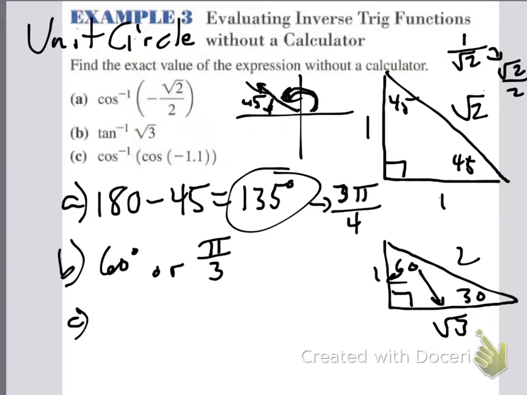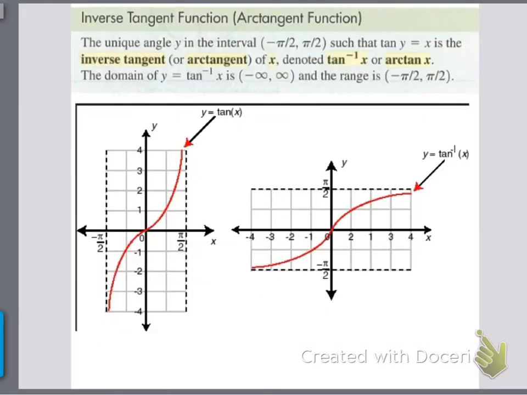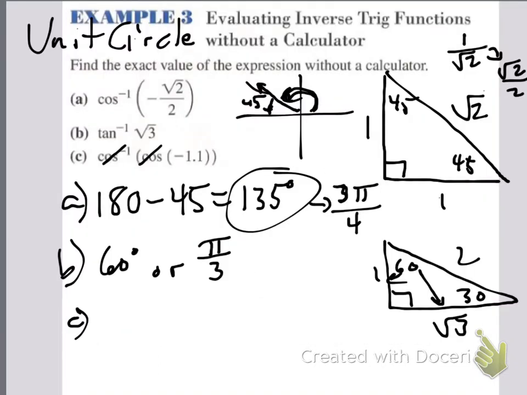Okay. Part C, inverse cosine of the cosine of negative 1.1. Now again, those cancel, but here's the issue. Okay, that negative 1.1 has to be positive. Okay, it has to be between 0 and pi. Because if you come back here, the range is between 0 and pi. Okay, so negative 1.1 has to become positive 1.1.